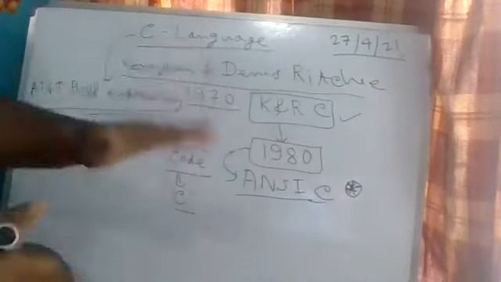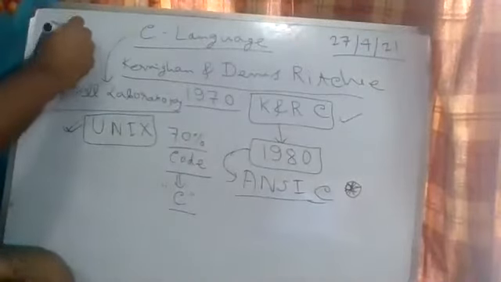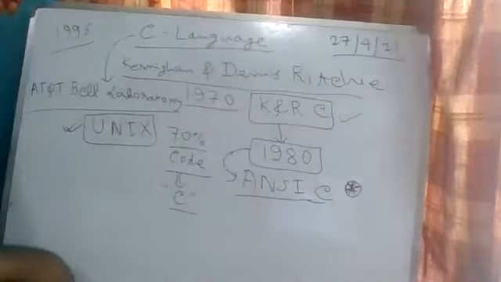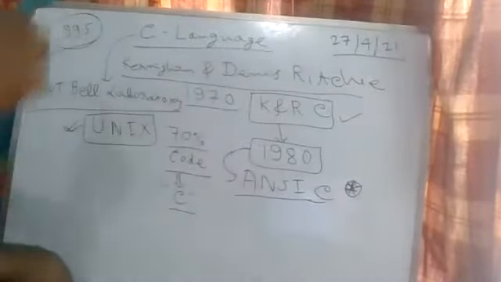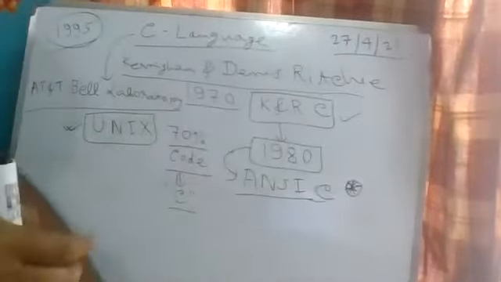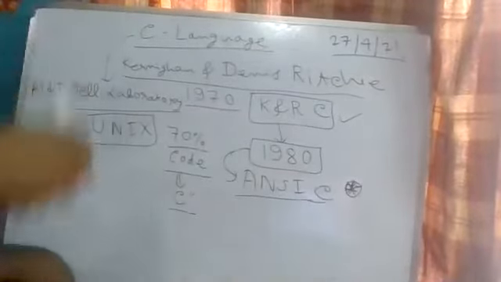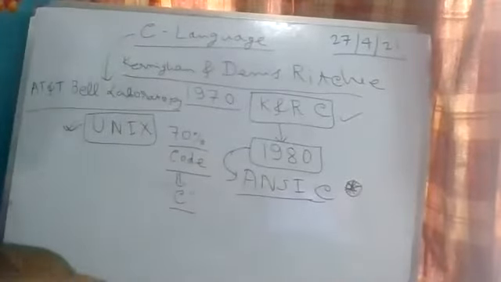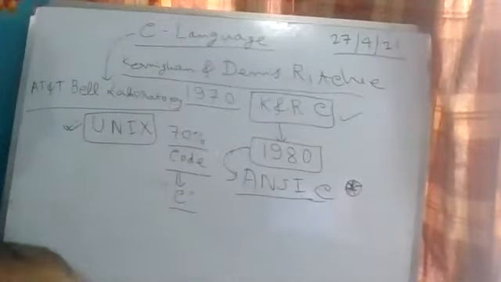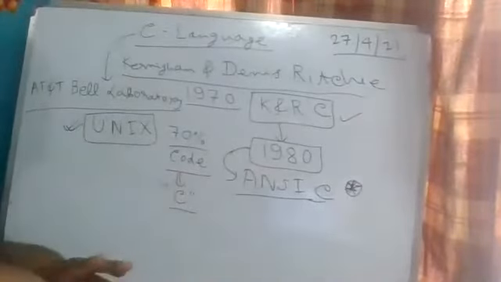At that time, before Java came, Java was commercialized around 1995. So in those 15 years, C was one of the most popular and commercially used programming languages. At that time, several kinds of software were developed, built with the help of the C programming language.